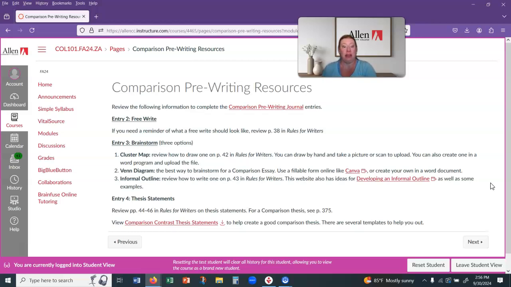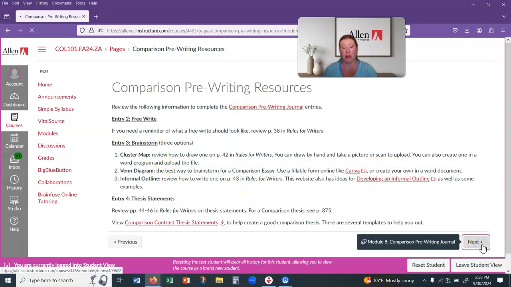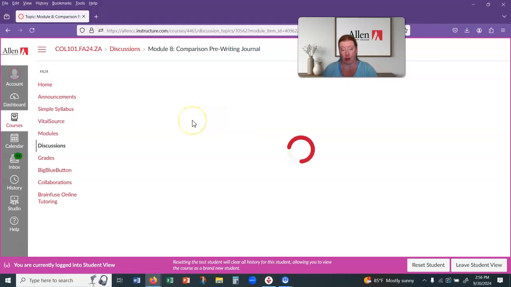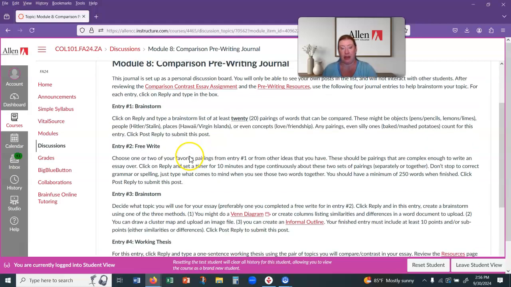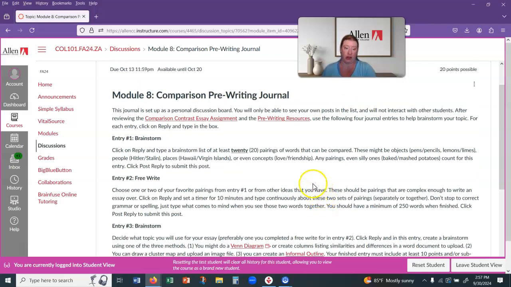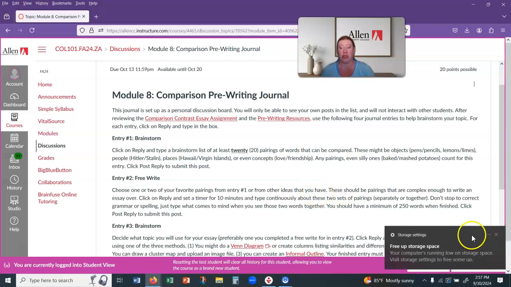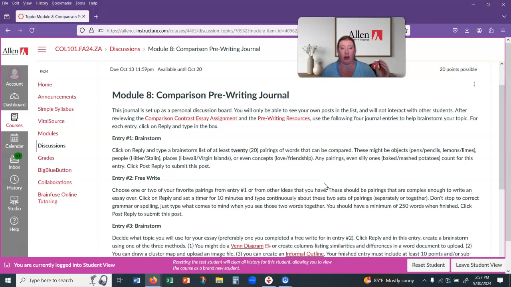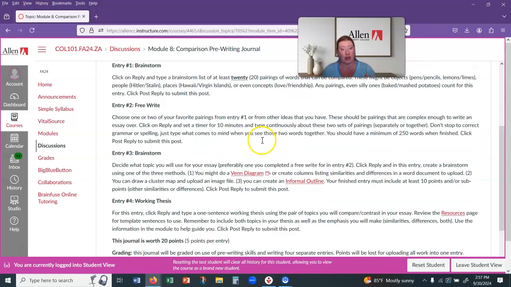So this is just some pre-writing resources for you, and there's a couple of entries that you're going to do. And so this is just some links that I have in here just to help you complete the assignment. But the pre-writing journal is this assignment right here. And you will be doing this similarly to all the other journal assignments that we've done. It's like a personal discussion board. The only posts that you see are the ones where you have posted them, so you're not interacting with your peers. And there are 4 entries that you're going to complete.